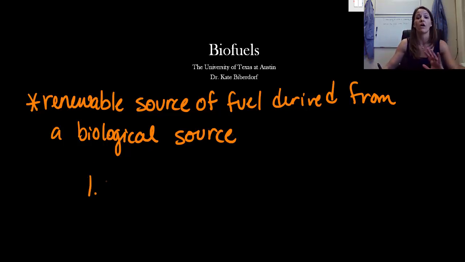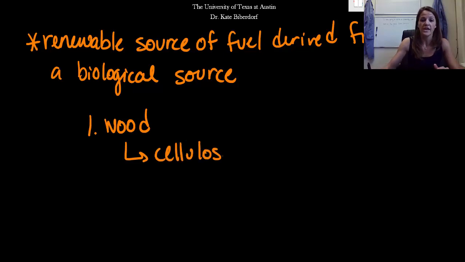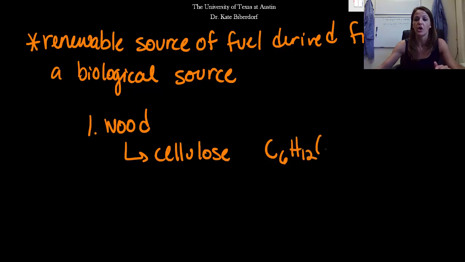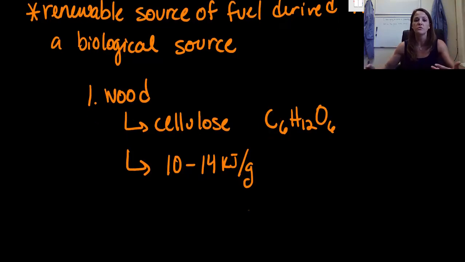The first one we are already very familiar with. It is called wood. So when we burn wood, we're actually burning cellulose. And now if you've forgotten, cellulose has a molecular formula of C6H12O6. And so now we know when we burn wood, or when we burn a gram of wood, we typically evolve anywhere between 10 to 14 kilojoules of energy. Again, that's per 1 gram. So that's great. But let's move on to a better source.